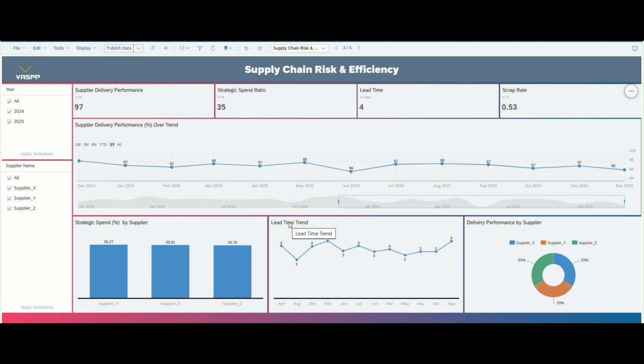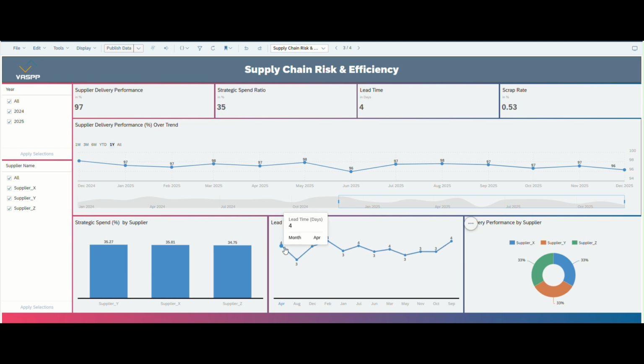Similarly, the delivery performance by supplier chart shows near-perfect parity, with each supplier contributing about 1/3 of the delivery performance share. This balanced distribution confirms that all three suppliers are performing at a comparable level, creating a strong, diversified supplier base.